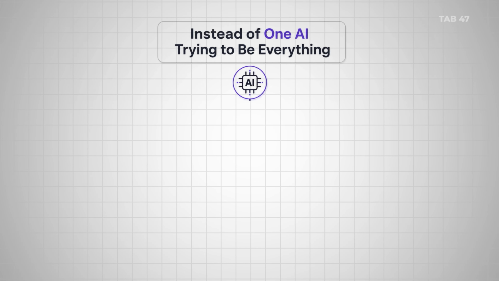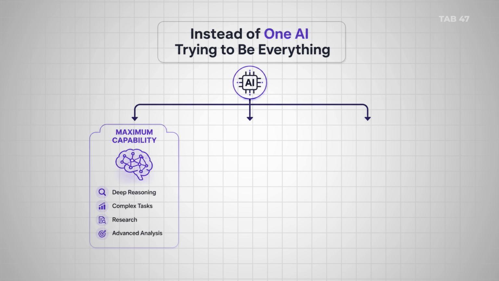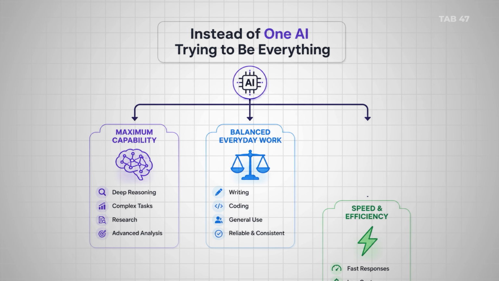Think about buying a phone. You might have a standard version, a plus version, and a pro version. Same family, different strengths. That's exactly what OpenAI is doing here. Instead of one AI trying to be everything, there's now a model optimized for maximum capability, one balanced for everyday work, and one designed for speed and efficiency.